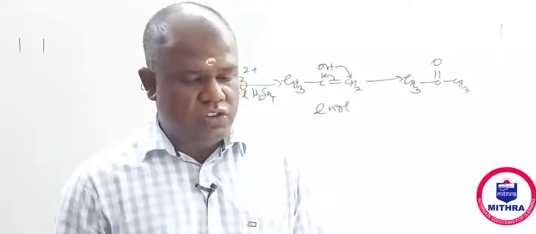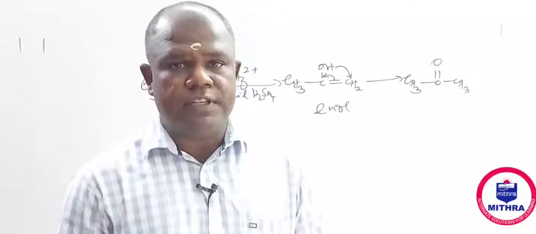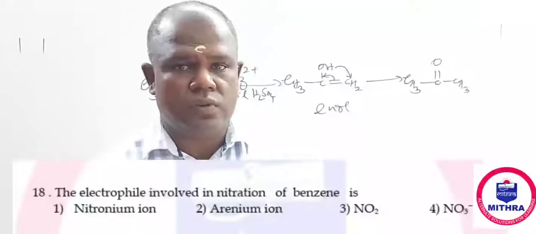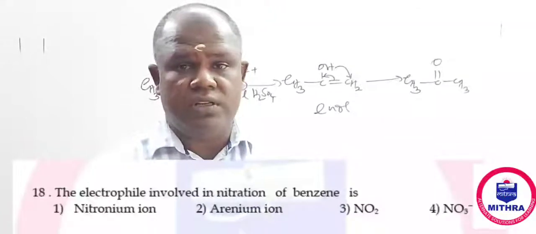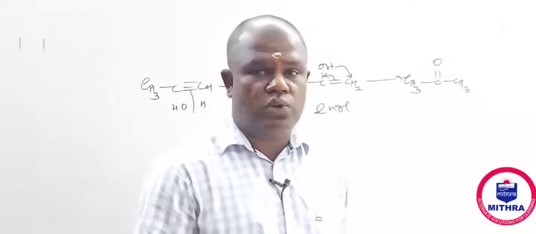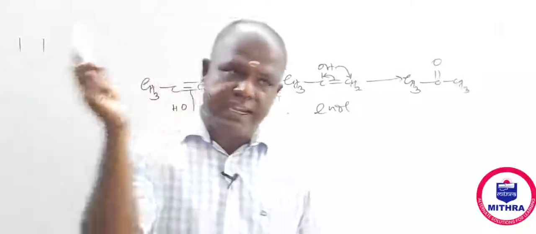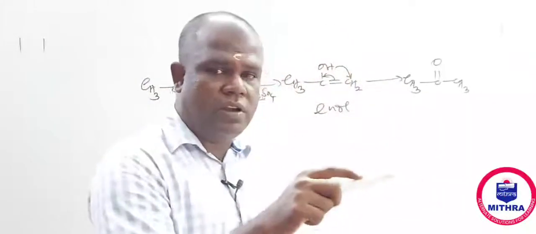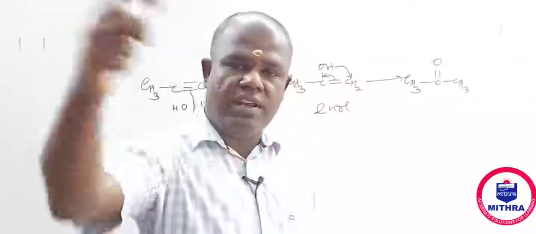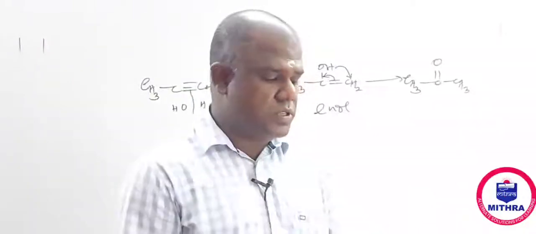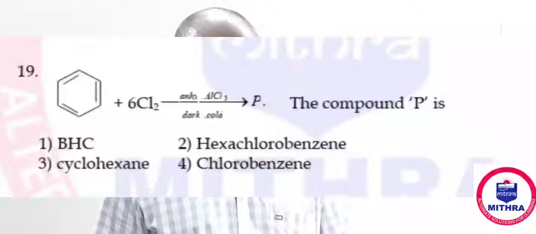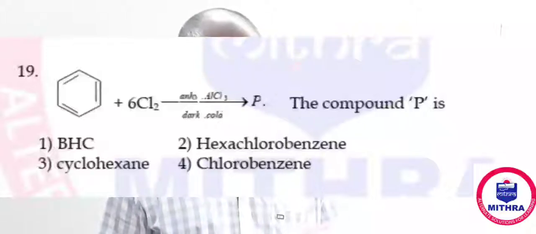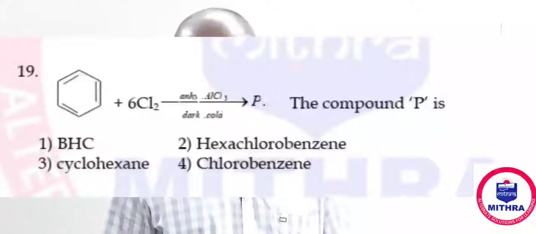The electrophile involved in the nitration of benzene. You know what is the attacking species in nitration of benzene? NO2 plus. HNO3 and H2SO4 when joined together generate an electrophile, that is NO2 plus. That NO2 plus attacks benzene, forming a carbocation, which is stabilized through resonance and finally detaches H plus.